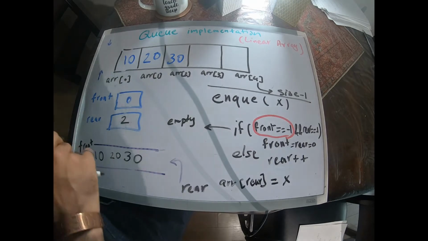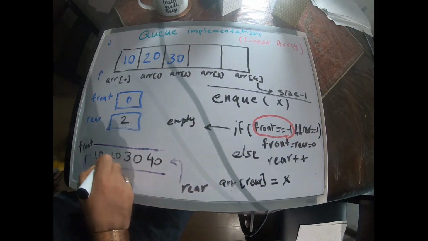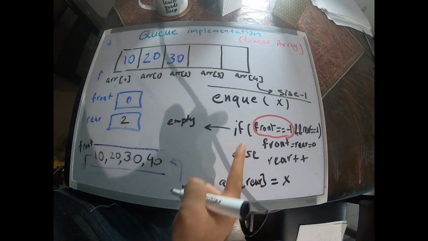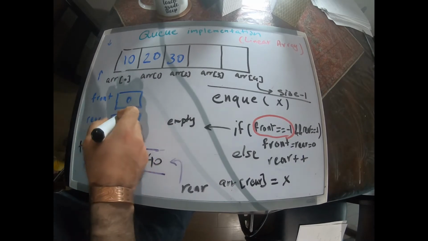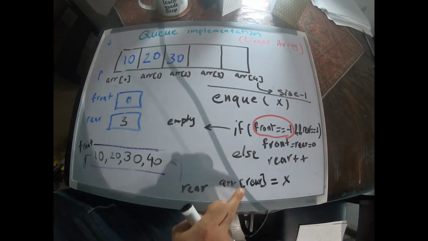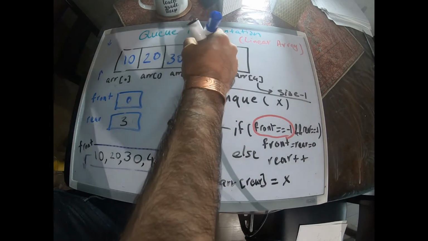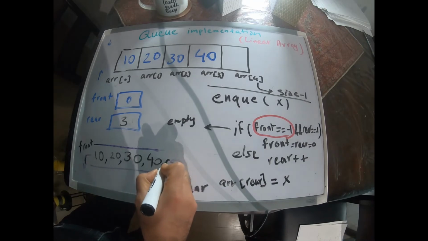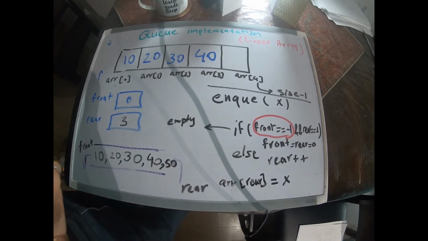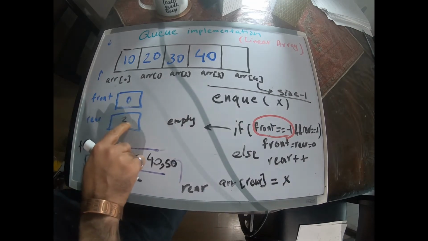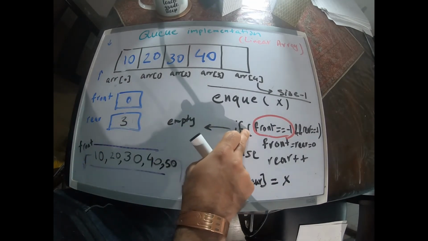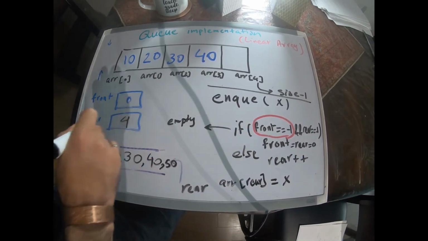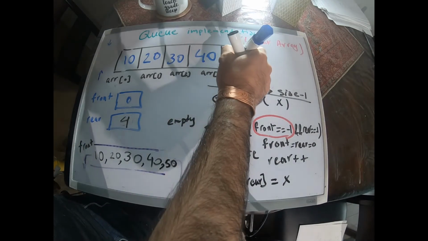ARR2. Next number, let's say 40. Let's say 10, 20, 30, 40. Same thing. This is not true. So we're going to go here. This becomes 3. And we're going to insert 40 here. And finally, let's say the last number, 50. And again, front and rear, none of them is equal to -1. This condition is false. So we're going to increment rear. And we're going to insert 50 here.